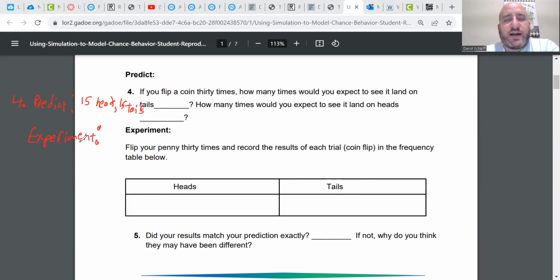Of course, we know the odds of that actually happening are not great. But we're actually going to test it out. So experiment: flip your penny 30 times and record the results.